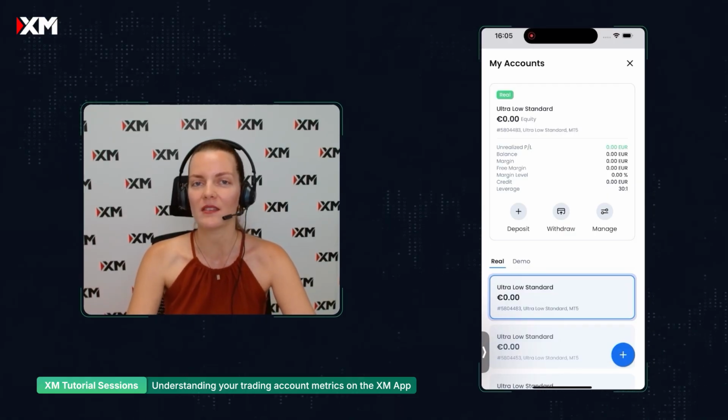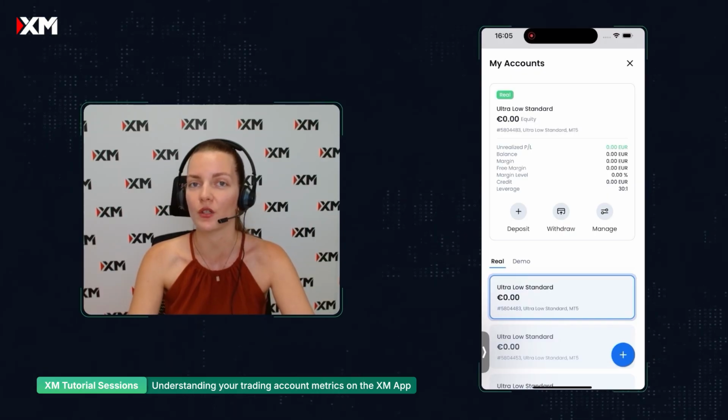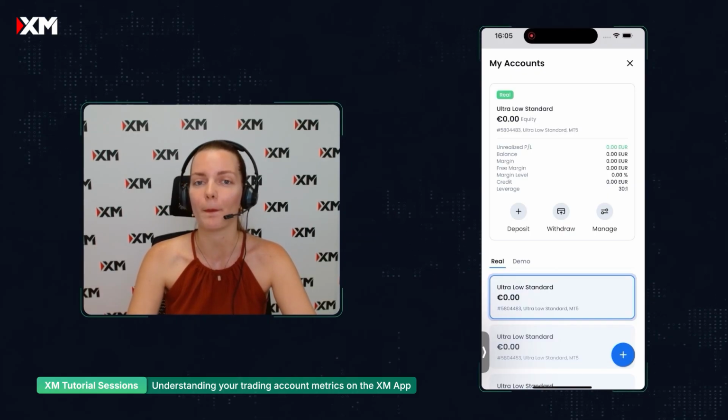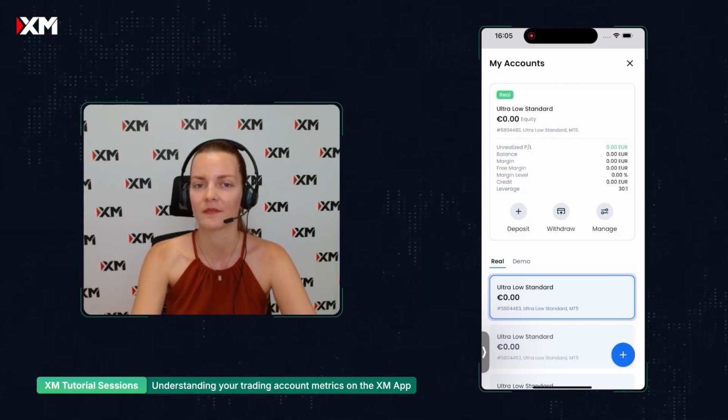Leverage. This is the multiplier that allows you to trade with a larger position than your account balance. Higher leverage means bigger exposure and also bigger risk.